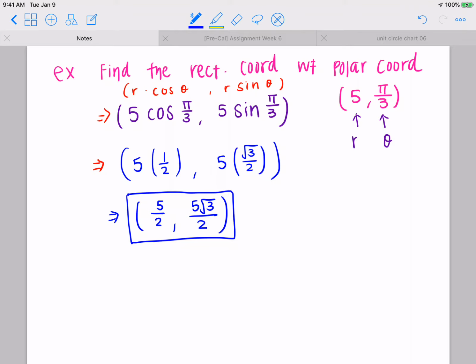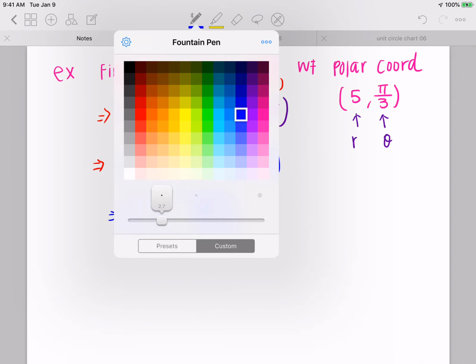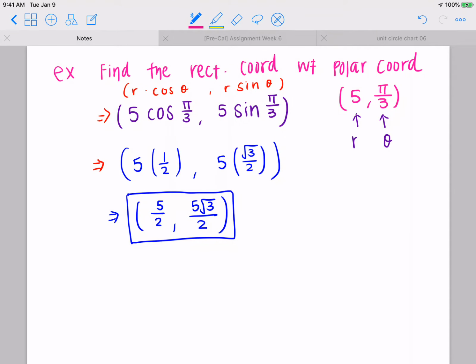Okay, that's the way if you're looking at the unit circle chart. Okay, for some of you guys, you don't want to look at the unit circle chart. You actually want to memorize it or do this by drawing it out. You can actually sketch out a triangle, and if this is pi over 3 right here, remember, another way to say pi over 3 is if you take 180 divided by 3, that's another way of saying 60 degrees.